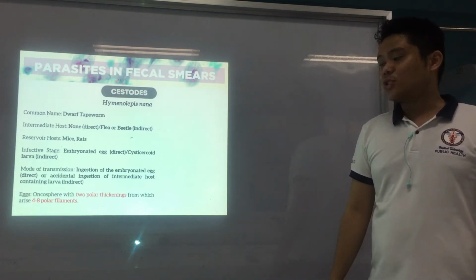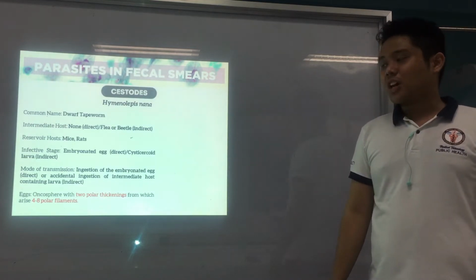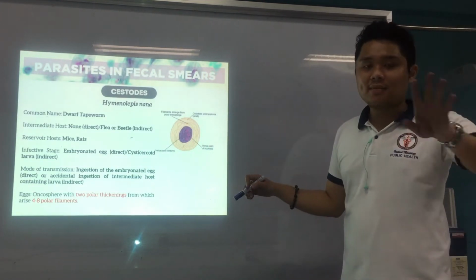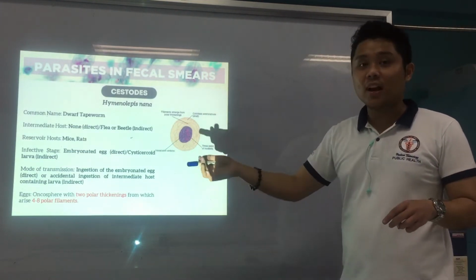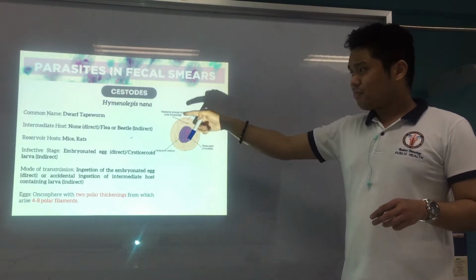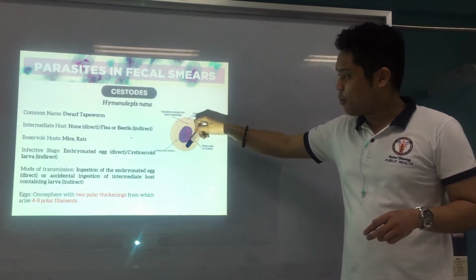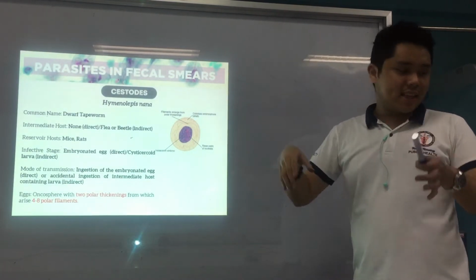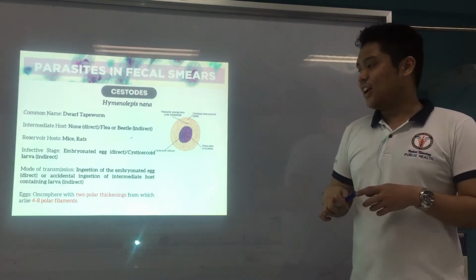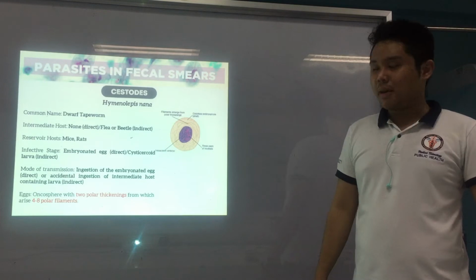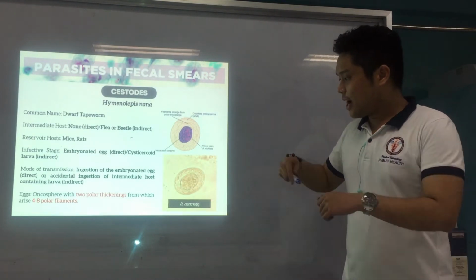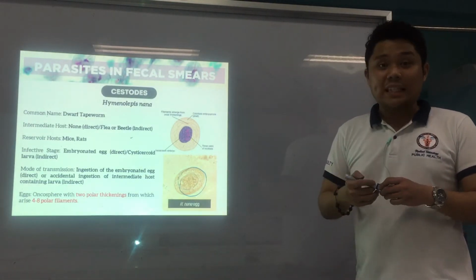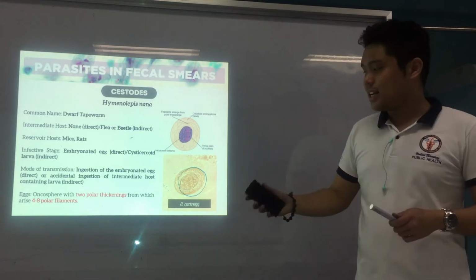And the egg is an oncosphere with two polar thickenings from which arise 4 to 8 polar filaments. Here, the purple one, same with the Taenia egg, I forgot to discuss, is now known as the oncosphere. For Hymenolepis nana, it has bipolar thickenings, and from there come the lines, and those are your polar filaments, 4 to 8 polar filaments. So that's the appearance. As you can see here, if you look at it, there are lines, and the cytoplasm is quite dirty. So it has many lines. That's the H. nana egg.